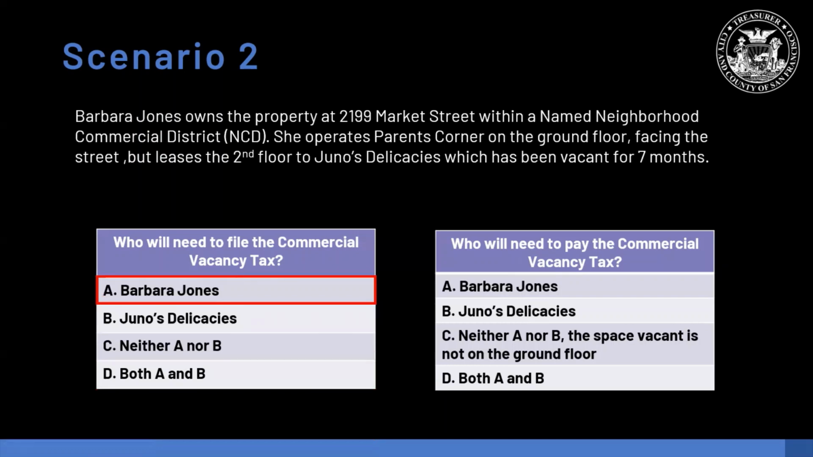The answer is A. Only Barbara Jones will need to file. Juno's Delicacies is not required to file because it is not located on the ground floor. Who will need to pay the commercial vacancy tax? Barbara Jones, Juno's Delicacies, neither, or both? The answer is C. Neither Barbara Jones nor Juno's Delicacies will have to pay because the space vacant is not on the ground floor.